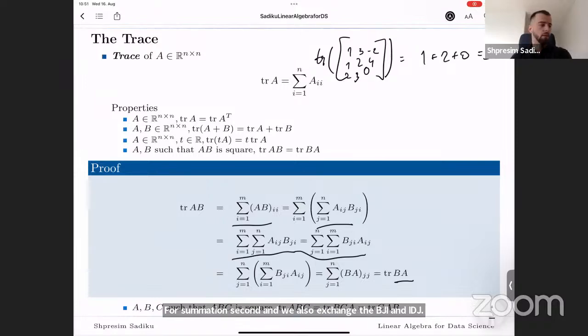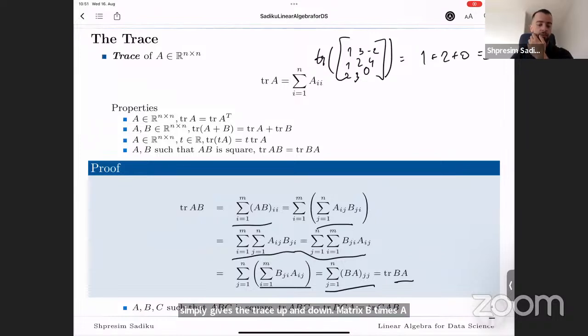And then we simply rearrange this summation, and then by the definition of matrix multiplication, this simply gives the product of matrices B and A. And then this other one, by the definition of the trace, simply gives the trace of the product matrix B times A.